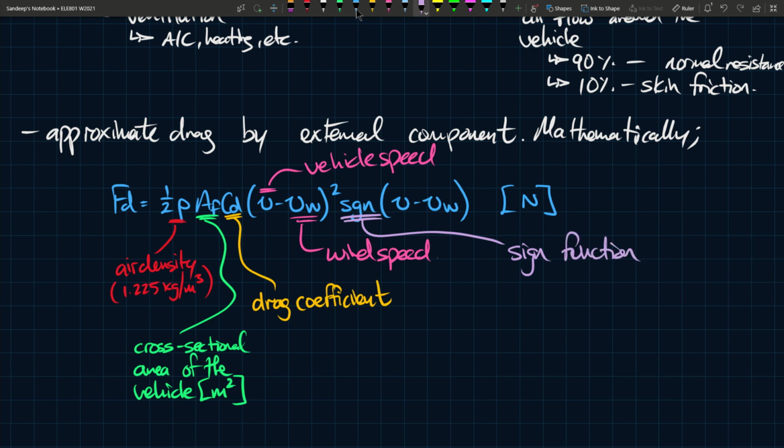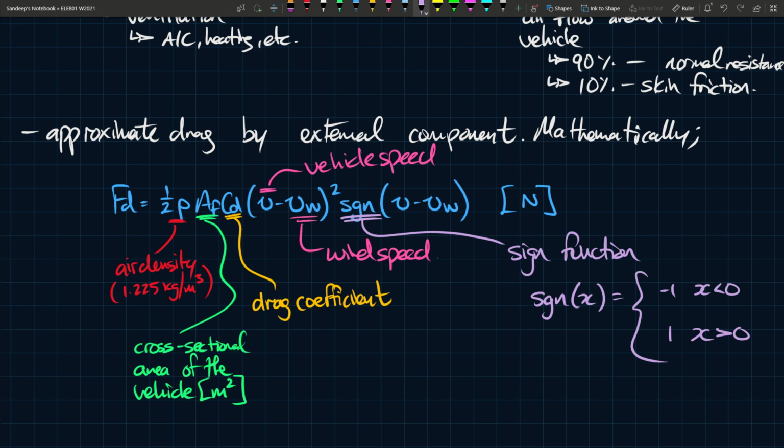The sign function, you should probably know from mathematics. The sign of x is either 1 or -1, so it's either positive or negative, and it's negative when x is less than 0, and positive when x is greater than 0. So it basically shows you which direction the force should be acting in.